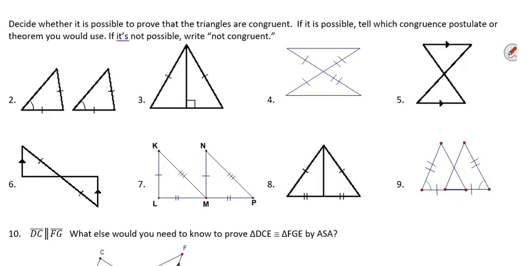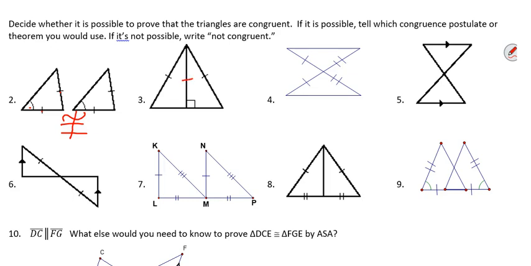So this says decide whether it's possible to prove the triangles are congruent. If it is possible, tell which congruence postulate or theorem you would use. If it's not possible, write not congruent. We're just going to put the symbol. But here we have side, side, angle. So this is definitely not congruent because we don't do that with two sides. We have to have an angle between them or two angles.